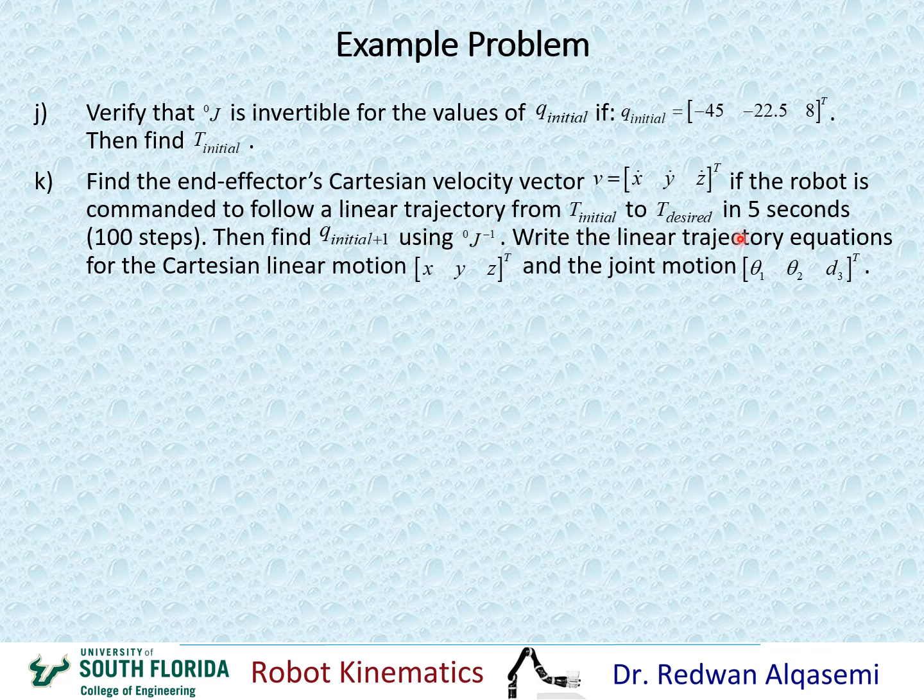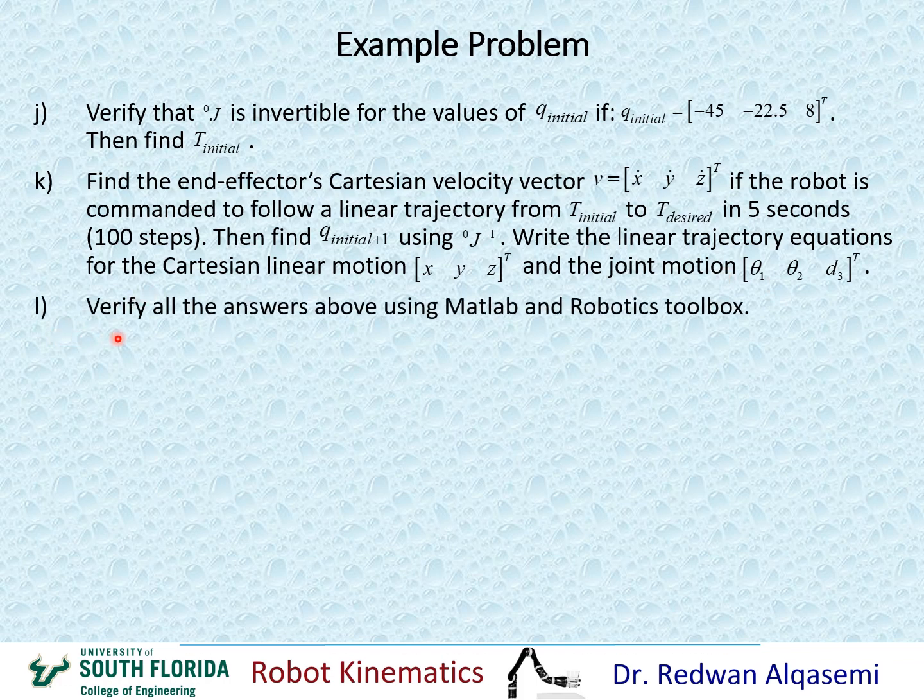And then write the linear trajectory equations for the Cartesian linear motion, x, y, and z, and the joint motions, theta 1, theta 2, and d3. So these trajectories are based on t initial and t final, or t desired, and the theta is also based on q initial and q desired.